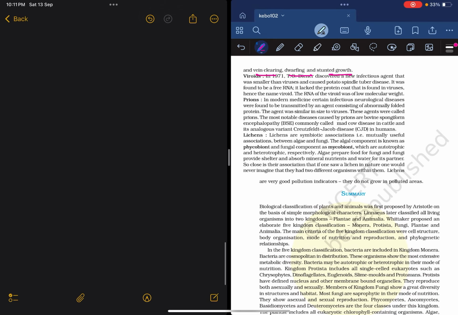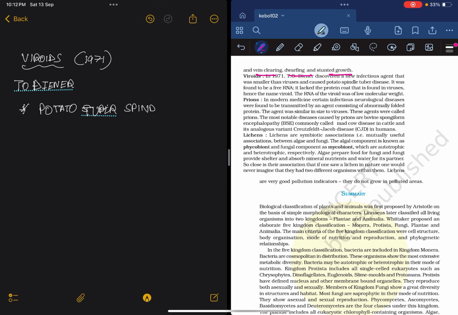Now coming to viroids. T.O. Diener discovered them in 1971. The year numbers are important. He discovered them through a disease known as potato spindle tuber disease, which is caused by a new infectious agent smaller than a virus. This is a very important point: a viroid is smaller than a virus in terms of size.